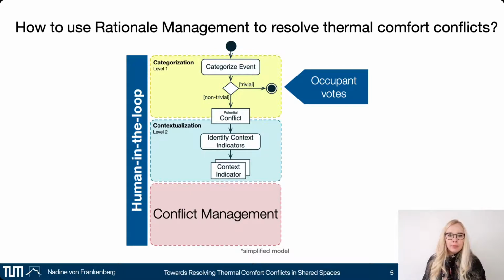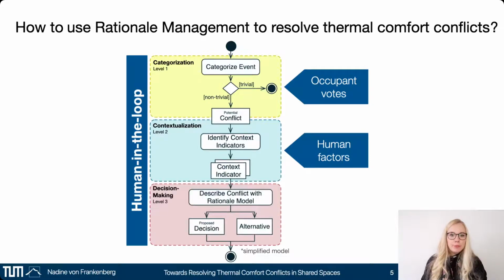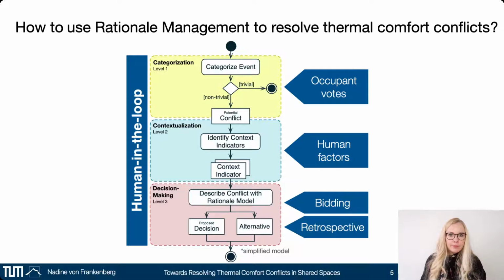And in the 3rd level, the conflict is described using a rationale model that includes the proposed decision, alternative decisions, and arguments. This decision is evaluated based on suitable solution strategies like bidding or different prioritizations or other policies. And at the end, the occupant can review the decision and give feedback in a retrospective.